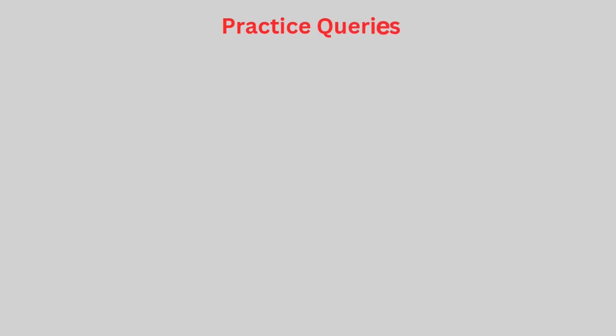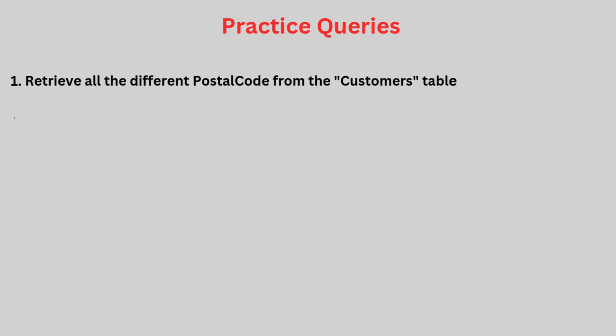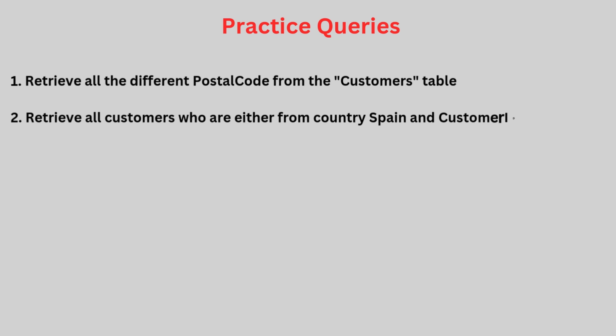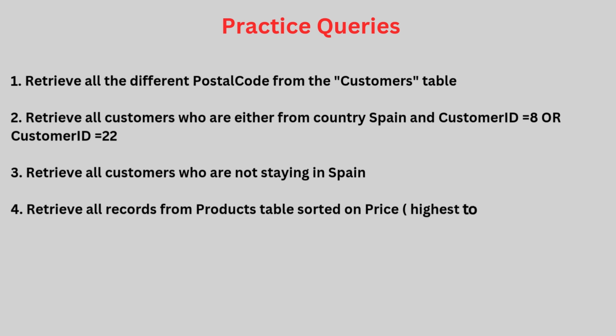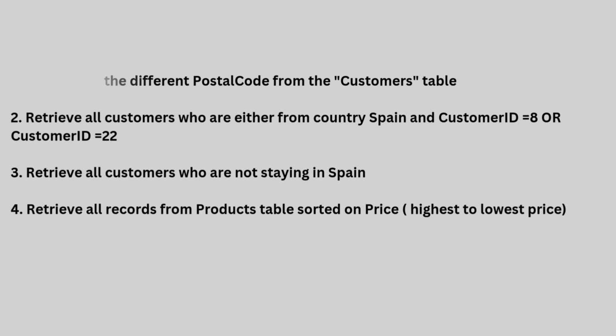1. Retrieve all the different postal codes from the customers table. 2. Retrieve all customers who are either from country Spain and customer ID is equal to 8, or customer ID is equal to 22. 3. Retrieve all customers who are not staying in Spain. 4. Retrieve all records from products table sorted on price, highest to lowest price.